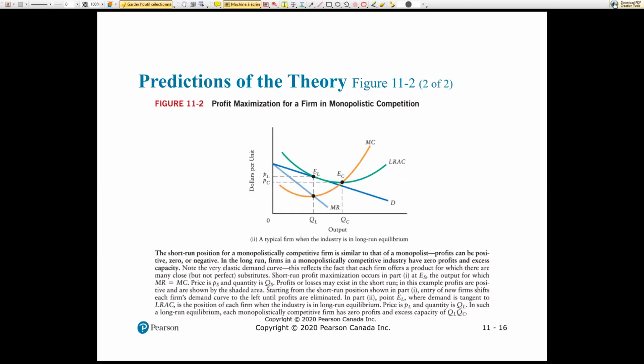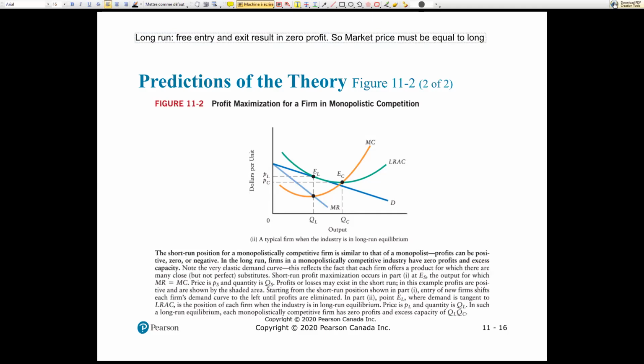Okay, long run. Actually, I suggest you read that chapter because it's a bit technical. So what has to happen in the long run? We need to have zero profit. Free entry and exit result in zero profit. So it must be the case that market price must be equal to long run average cost.